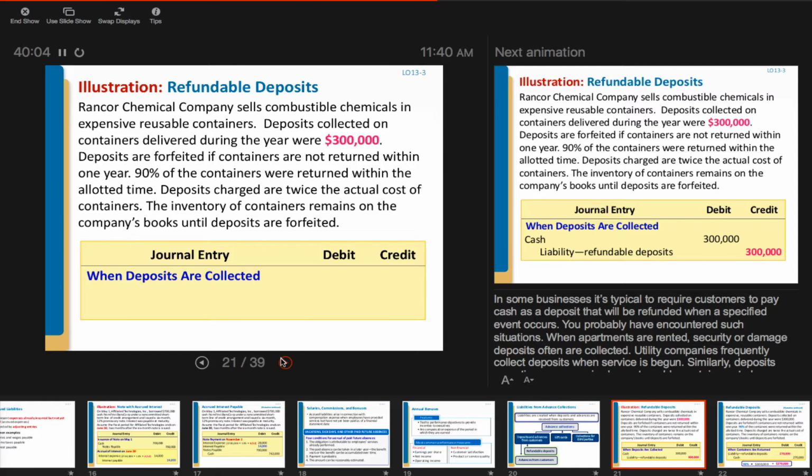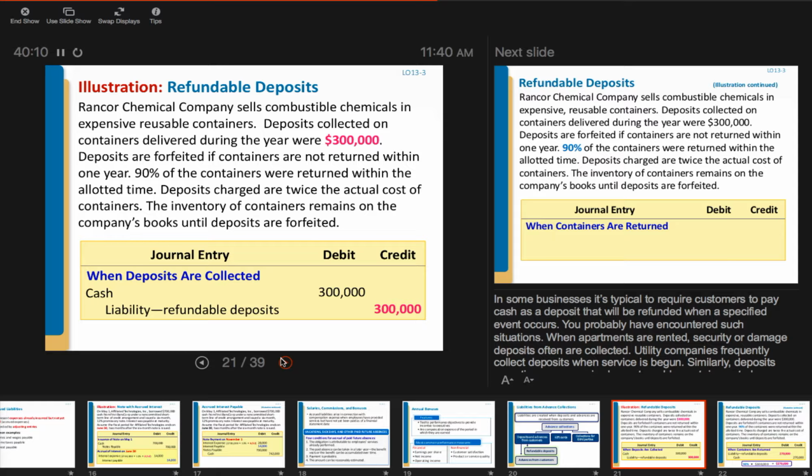So this is a situation of a deposit. When you collect a refundable deposit, obviously your cash goes up because you've received cash, but you have a liability now because you might have to pay all $300,000 of this back. Okay? You might have to pay $0 of that back.